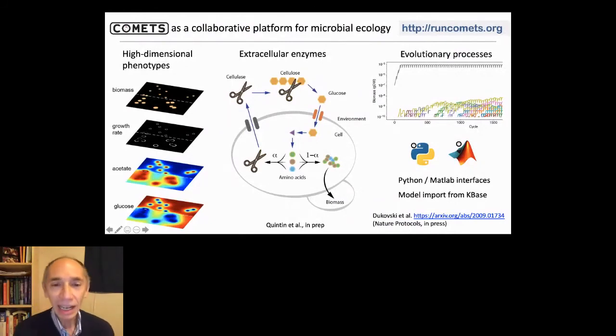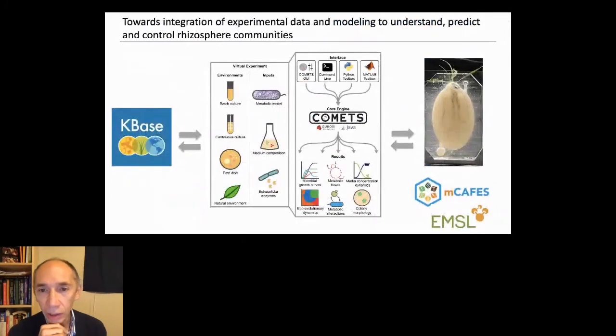Thanks. Yeah. So we can generate predictions of many different metabolites, different locations. We have the capacity to model extracellular enzymes, which is going to be very important for what we're doing now, more in a second, evolutionary process. And most importantly, we can import models from KBase, and we hope to have an interface between KBase and COMETS that will allow really, really high performance computing simulations.